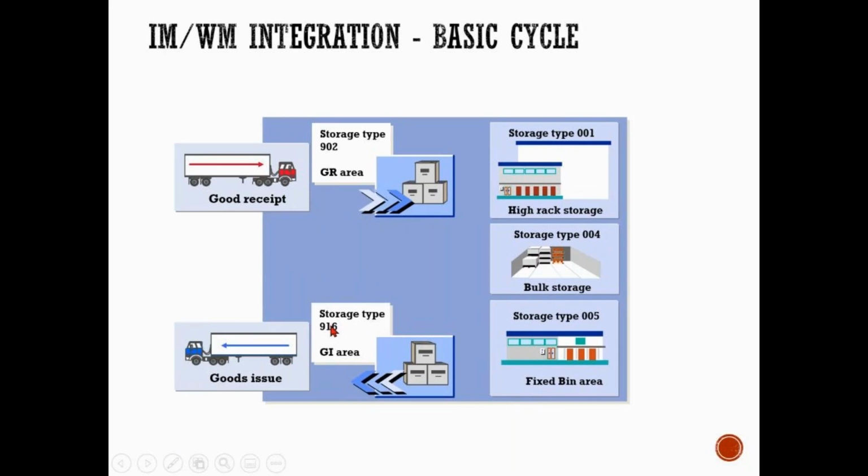Once it goes to 916, that means the stock is now attached to the delivery and you can go ahead with the goods issue. So goods issue happens and the stock moves out of the system. That's the basic cycle we have between IM and WM.